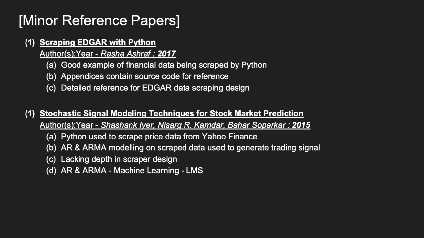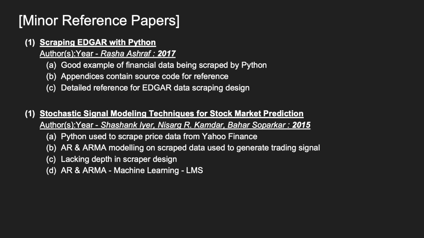The second article of minor papers is Stochastic Signal Modeling Techniques for Stock Market Prediction. In this article, the goal is to utilize autocorrelation in order to measure the degree to which the current variable is correlated to the previous values. This is done using autoregressive and autoregressive moving average models, aka AR and ARMA models, to predict the next day's closing price. The AR models the dependence of the variable to be predicted with its own lagged terms.